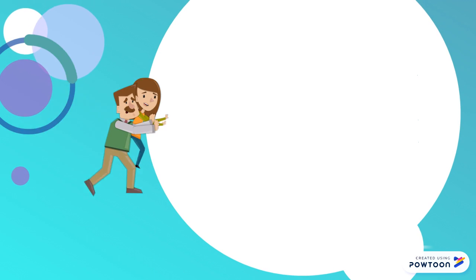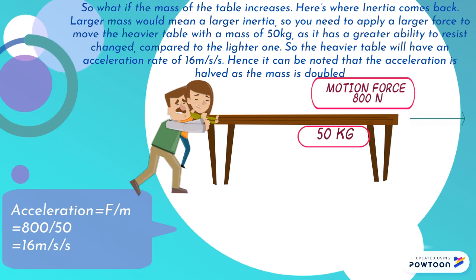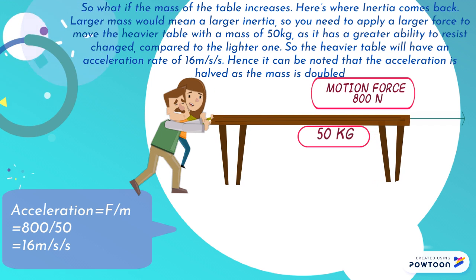In this example, larger mass would mean larger inertia, so you need to apply a larger force to move the heavier table with a mass of 50 kilograms.